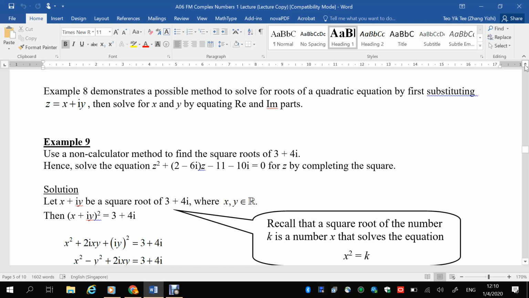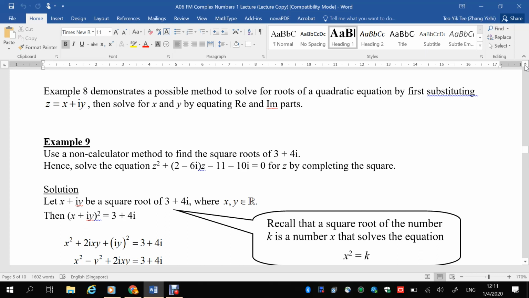Can you please highlight or asterisk this section? Finding the square root of a complex number is a special skill that you better remember, and there is only one skill. What's that skill? Let z be x plus iy. Remember the method that I told you. Everything fails, activate this method. So I'm going to let x plus iy be the square root of 3 plus 4i. So x plus iy squared will be 3 plus 4i.